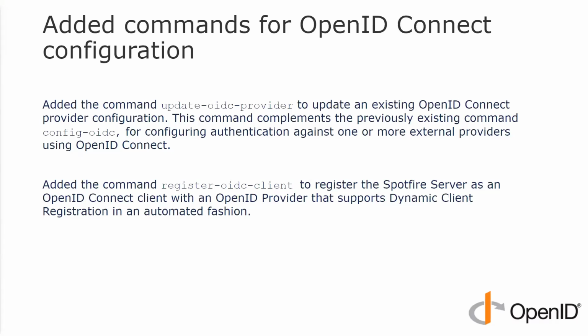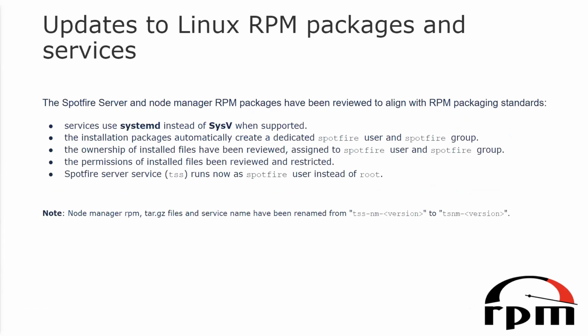Some time ago, we included the config tool command config-oidc to configure authentication against one or more external providers using OpenID Connect. And now, to facilitate configuration management and automation, we added two more config tool commands: update-oidc-provider to update an existing OpenID Connect provider configuration, and register-oidc-client to register the Spotfire server as an OpenID Connect client with an OpenID provider.